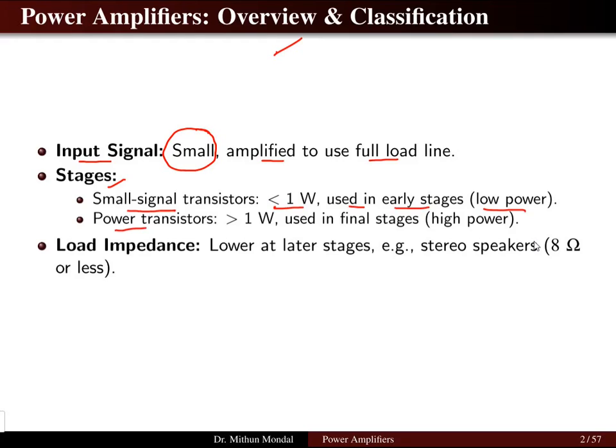Whereas the power transistor, as the name suggests, is a large signal transistor whose power rating is greater than 1 watt, and it is used in the final stage of the entire system, giving the high power at the output. The load impedance is lower and will be at the later stage of the entire system. For example, take stereo speakers of resistance 8 ohm or less. So when we talk about a system, there are many stages where transistors are used. Some are small signal transistors, some are large signal, or otherwise we say power transistors.